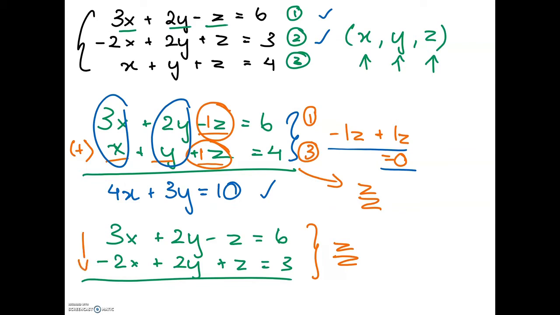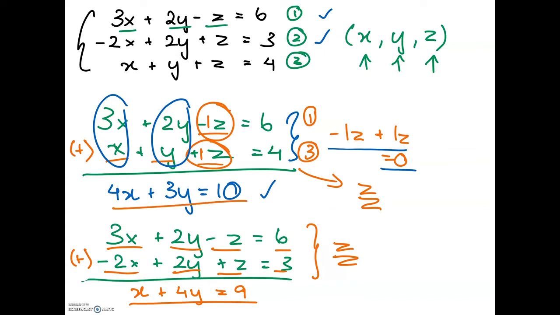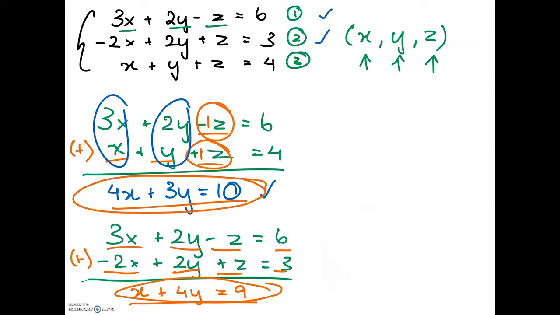So if you go down, it'll be x plus 4y, which is equal to 9. Now remember, we are just adding in this equation. So we're doing 3x plus negative 2x, 2y plus 2y, and negative z plus z, which is just 0, and then 6 plus 3. So this is our second equation, and this is the first equation we got. So we're going to want to put this equation and this equation together and solve. So let's solve the two equations.